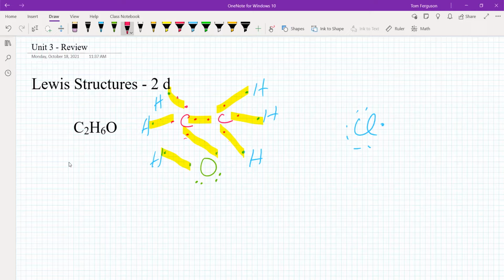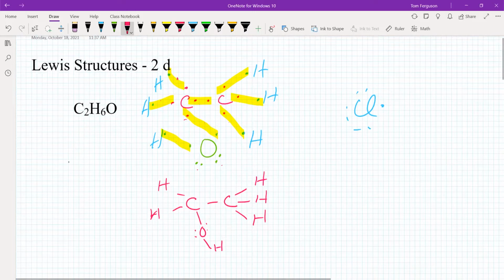Let me back up. Everything except hydrogen is going to have 8 electrons. So with oxygen, we have 2, 4, 6, 8, because we're sharing electrons now. Carbon's got 2, 4, 6, 8, 2, 4. So everything's legal. That means that is a legal structure. The next step is to then replace the bonds with solid lines. And that would be the legal structure.